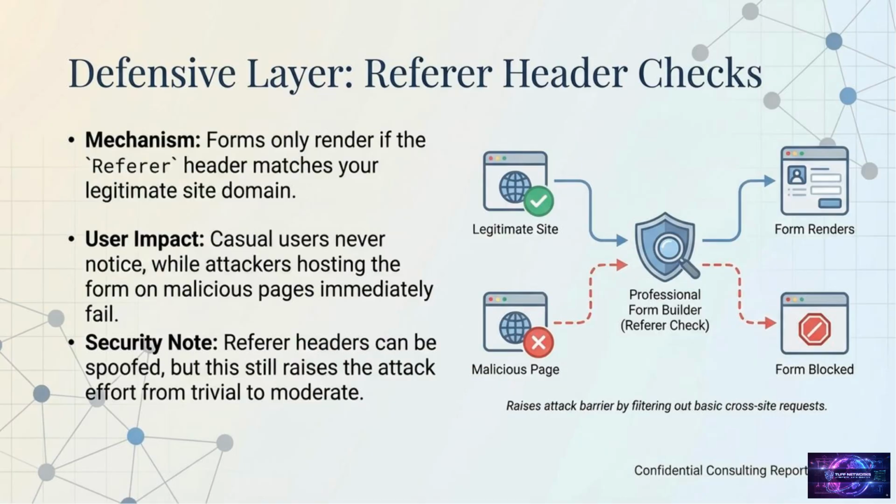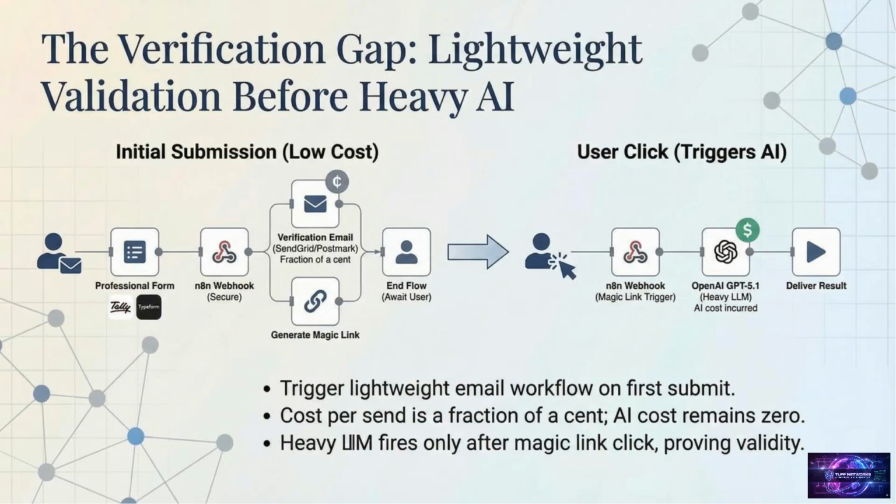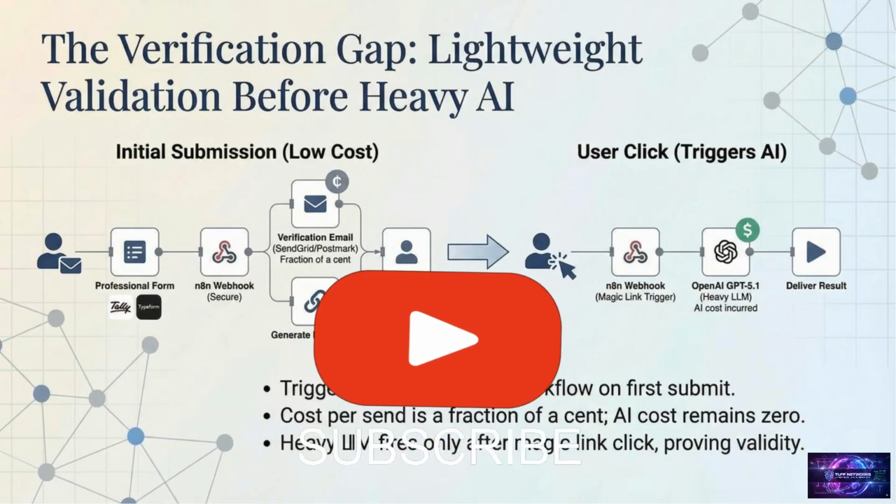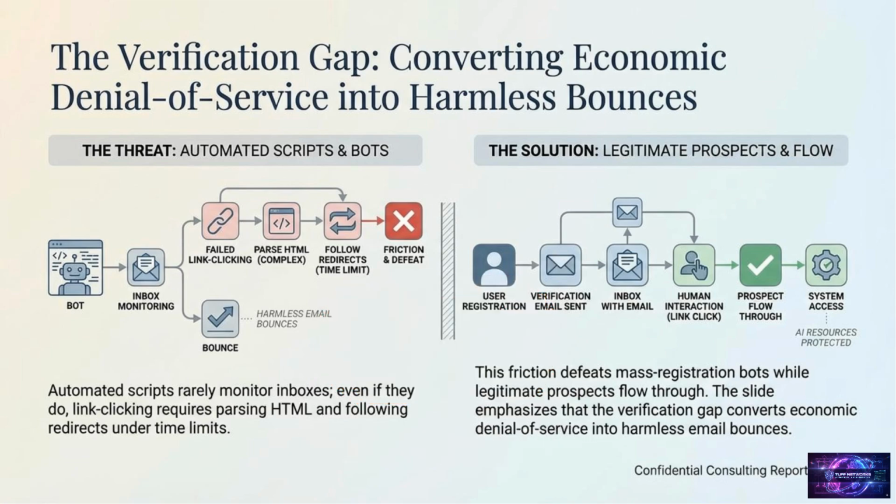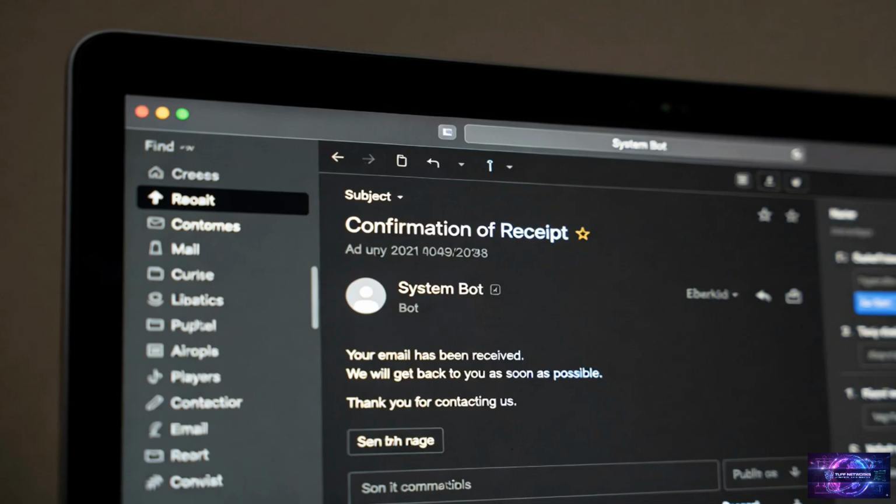Layer 2, the verification gap. The next layer is verifying that the human is actually a human and that they own the email address they are using. In the naive N8N setup, the automation runs the moment the button is clicked. In a secure architecture, we introduce a handshake. When the user submits the form on your professional builder, let's use Tally as an example, we do not trigger the heavy AI workflow immediately. Instead, the form submission triggers a lightweight, low-cost workflow. This workflow does one thing. It generates a unique token or a magic link and emails it to the user.